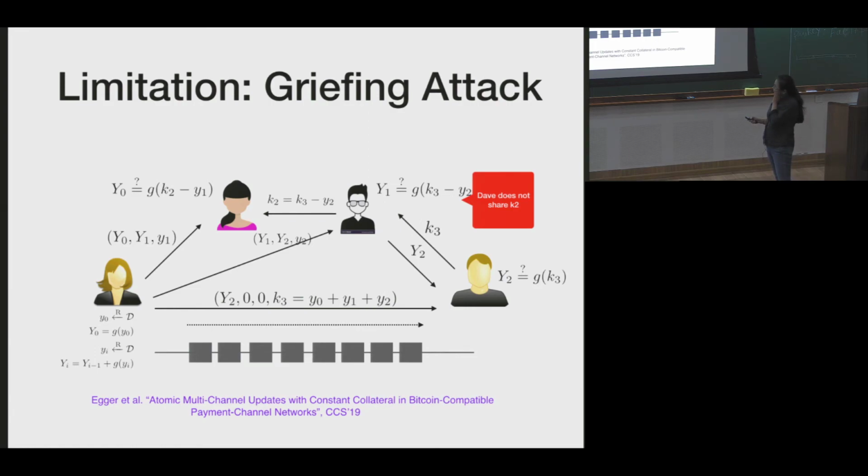Now, this whole approach also suffers from griefing attacks. So Dave does not want to share K2. What happens? Don't know. It again gets stalled like before. This paper claims to solve this problem. I'm not very convinced about this paper, so I'm not going to talk about it.